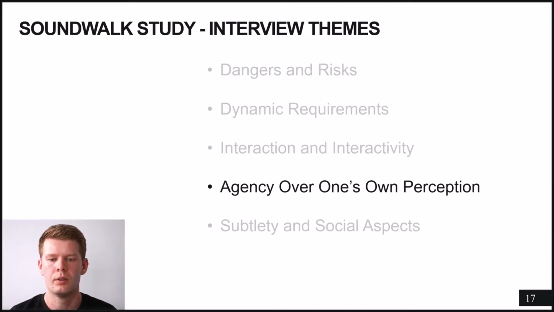The second point I want to talk about is agency over perception. So a device that automatically alters and mediates the perception was met with skepticism. While headphones are also an alteration of hearing, this alteration is deliberate and conscious. So mediating in a subjective or destructive way is a delicate topic.